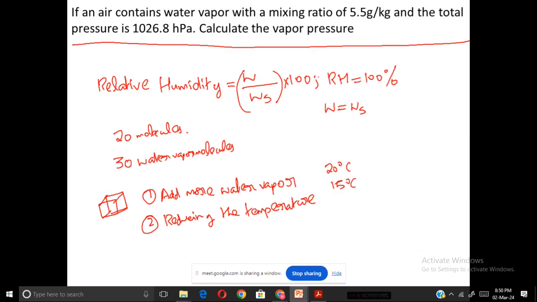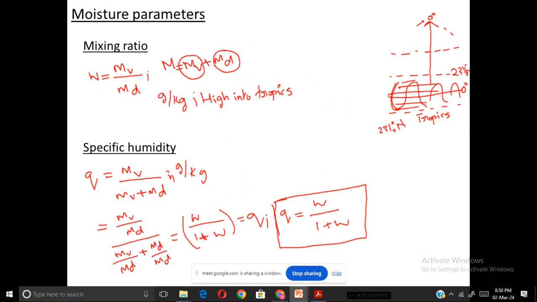Then we learned two new terms, mixing ratio and specific humidity, which are basically moisture parameters. These terms are used to express the amount of water vapor that is present in an air parcel. So mixing ratio is given as the mass of vapor to the mass of dry air, mv by md. It is represented in gram per kilogram: this many grams of vapor in this many kilograms of dry air. That's how it is represented.